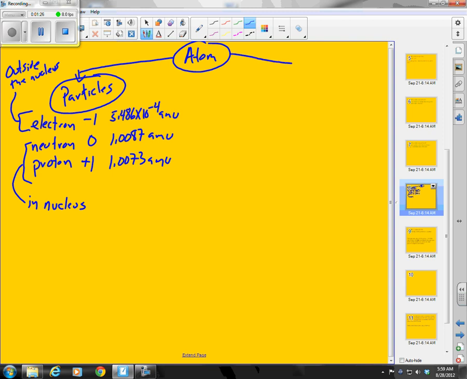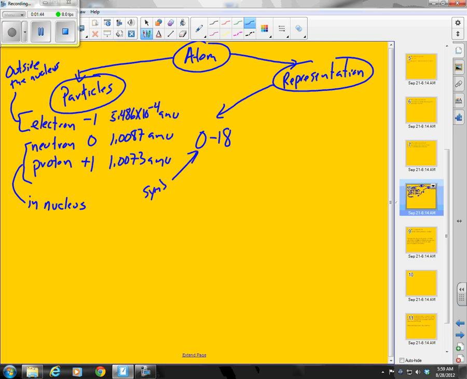And then we talked a little bit about what kind of representations we have for atoms. And I talked about two. I said I can have something like an O18. And what does the O stand for? Well, that is my symbol for the element, right? And what's the 18 stand for? This is what we call our mass number. And what's the mass number? It's equal to the number of protons plus the number of neutrons.